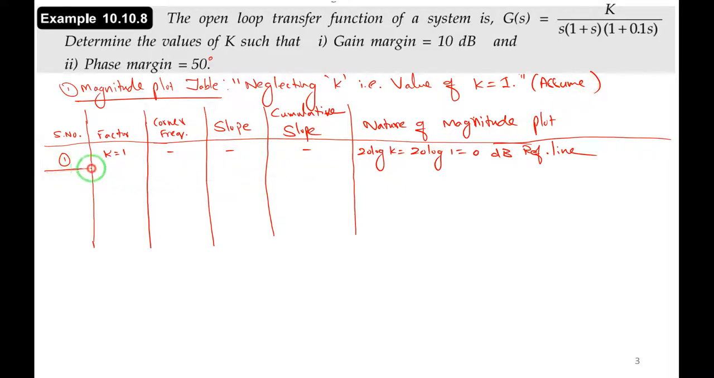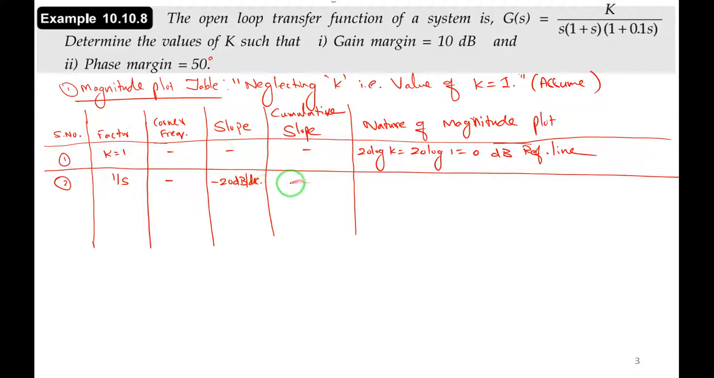The next, I have to take the pole lying at origin, 1 by s. So second we will be taking the 1 by s factor. This is the pole at origin. There will not be a corner frequency. Slope contributed by this pole at origin is, you know this, minus 20 dB per decade. This is the contribution of slope. Cumulative slope, right? Previously there is no slope, so 0 minus 20. So I will be getting minus 20 dB per decade.